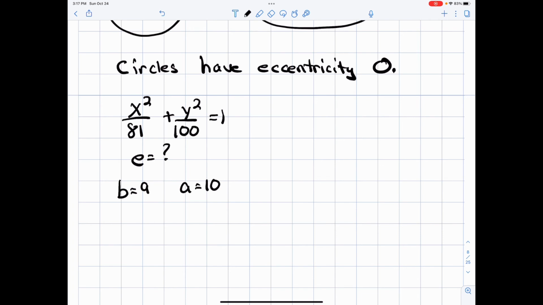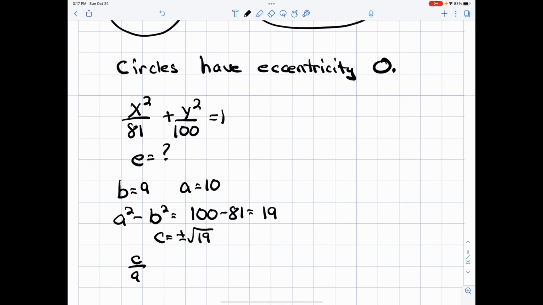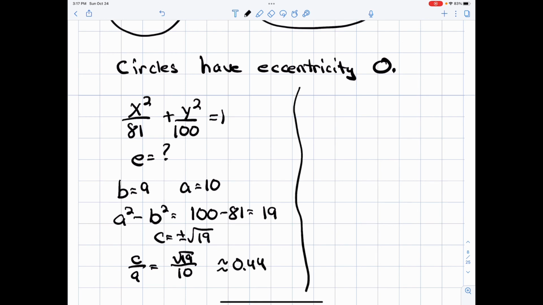You need C. So A squared minus B squared is going to give you C squared. So 100 minus 81 gives you 19. So C is the square root of 19. You just do positive C over A. So you do square root of 19 over 10. And then eccentricity is going to be that, which is approximately 0.44. So that's close to a half. That's close to being in the middle there.